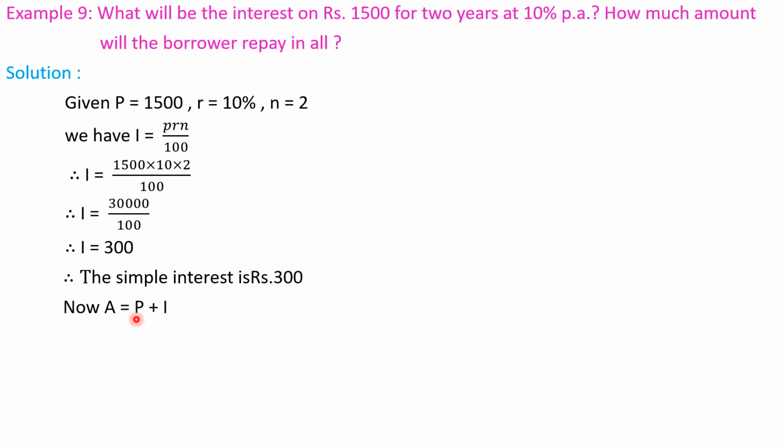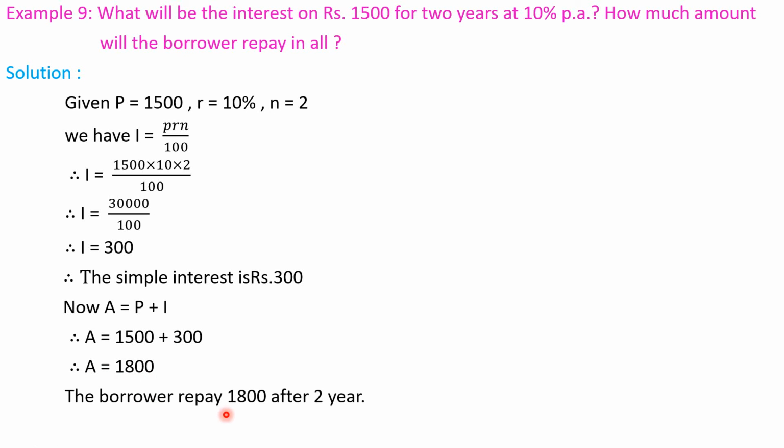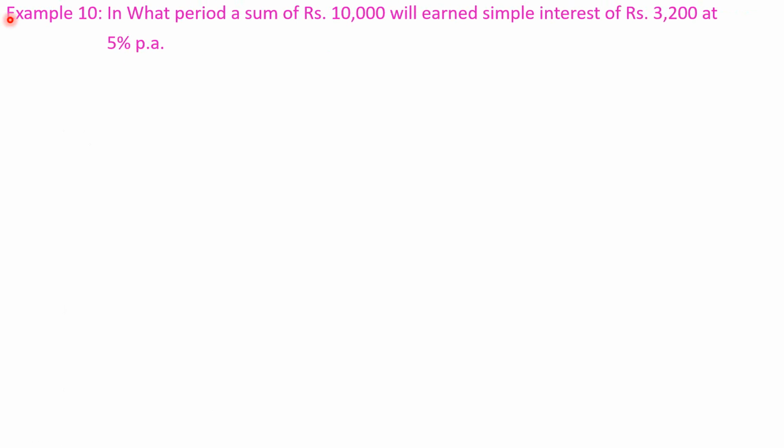Now amount A is equal to P plus I, because how much amount will the borrower repay in all? The borrower repays principal plus interest. So A is equal to 1,500 plus 300 is equal to 1,800. So the borrower repays rupees 1,800 after 2 years.